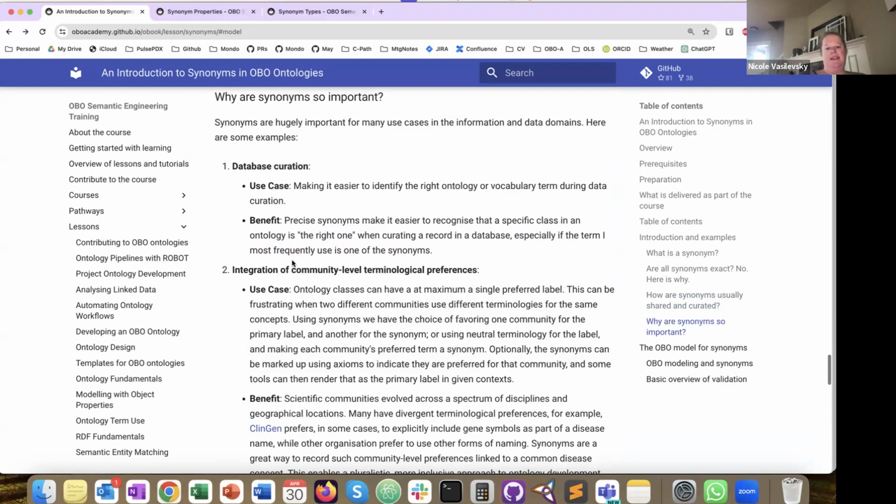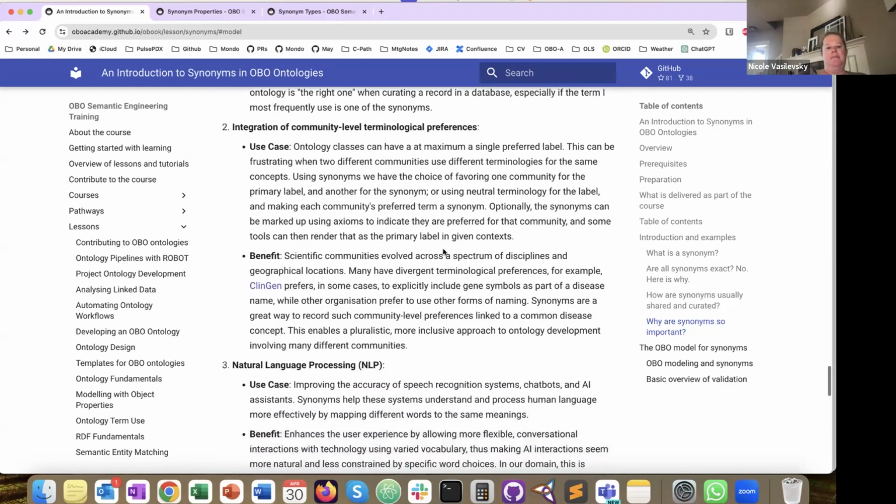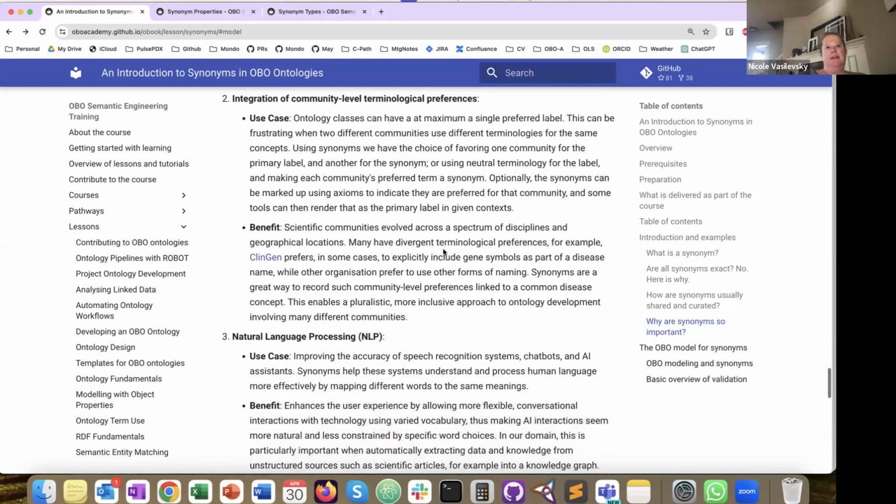So having precise synonyms makes it easier to recognize if a specific class in an ontology is the right term when you're curating the record in a database, especially if the more frequently used term is one of the synonyms. In this case too, I would advise, if you're using ontologies for curation and you find that the primary label of the term is not the term that's most commonly used in your community, that you inform the ontology owners or make a pull request to the ontology to suggest that the label be revised. We get these requests in Mondo sometimes, and we like to align with what the community accepted preferred term is.